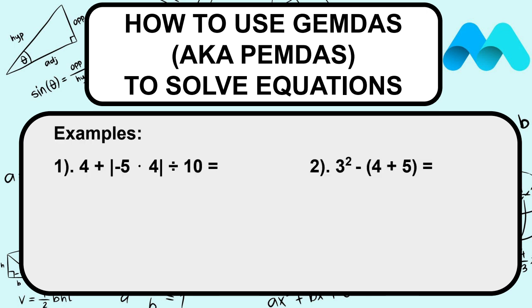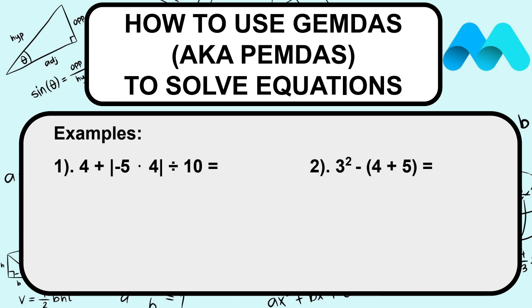The first example here, and let's look at number one, is 4 plus the absolute value of -5 times 4 divided by 10 equals what? All right, so in this case, there's no variable. We are just solving the equation here. So let's check it out. So first, I have to think about that G, those grouping signs. Are there any grouping signs in it? Yes, there are, right? I've got these absolute value signs. So let's go with what's in there first, and then we'll work from there.